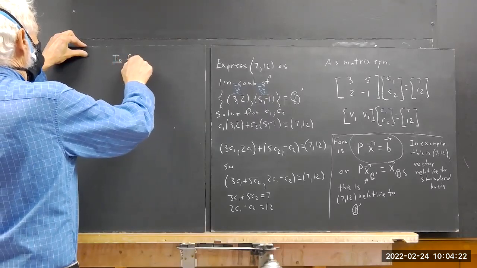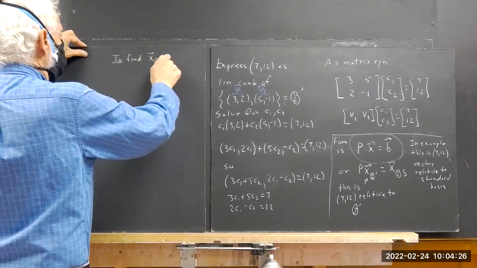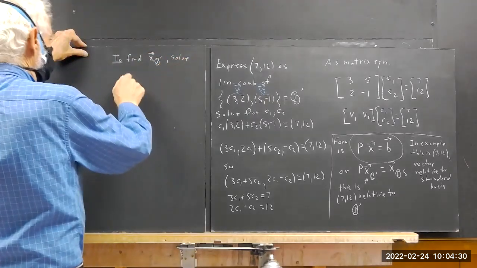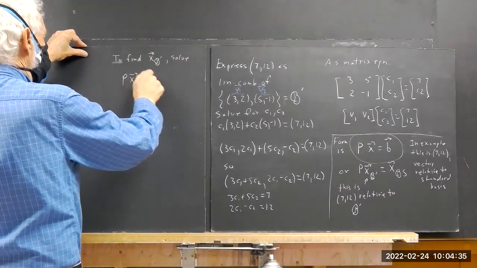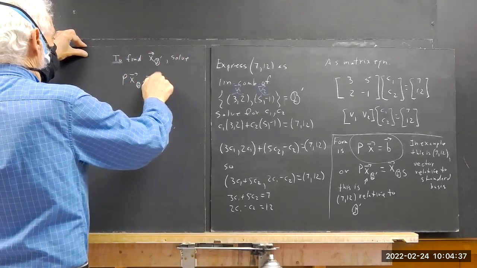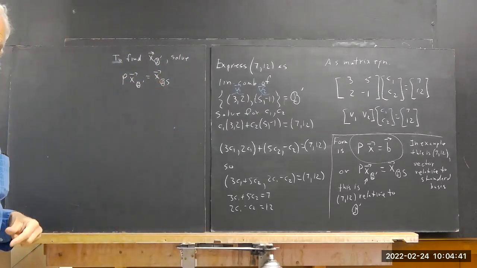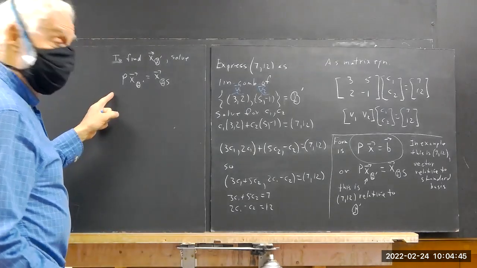Take prime. That's big prime. That means all. Okay. So how do we solve that? We invert B.